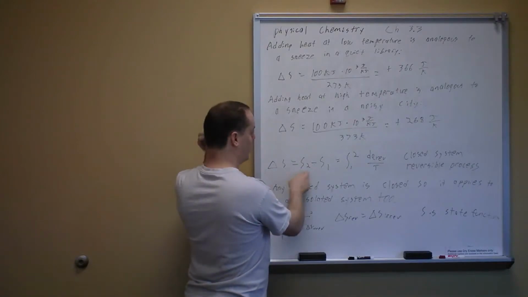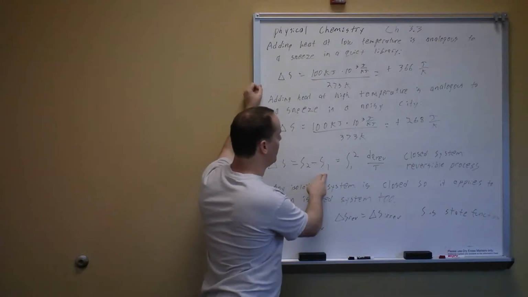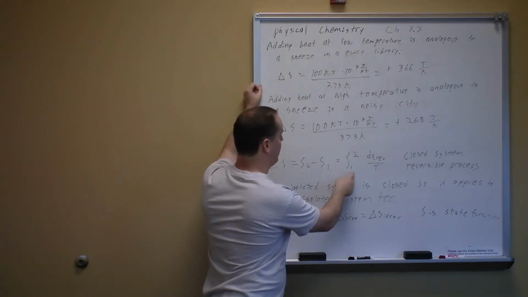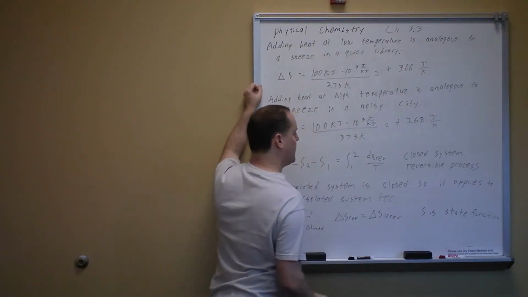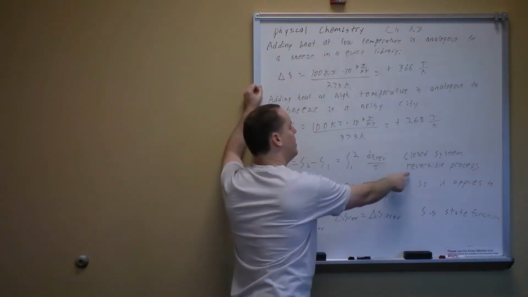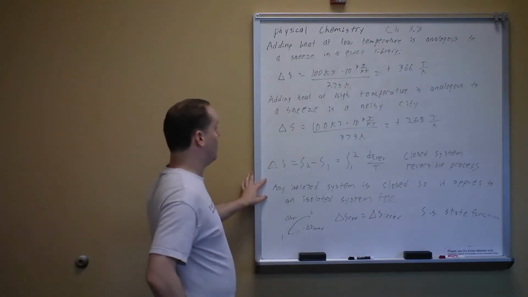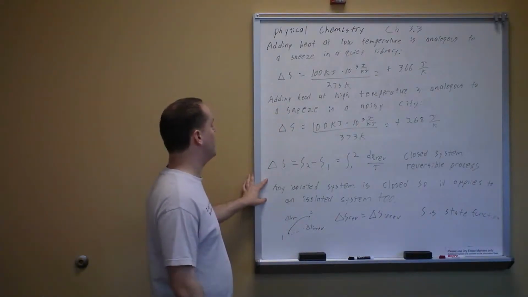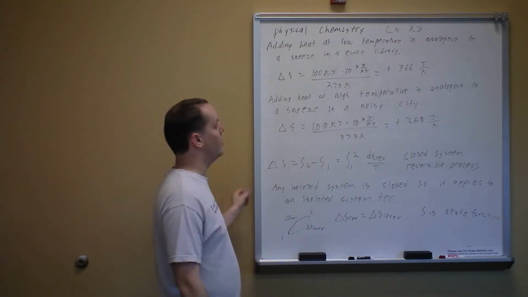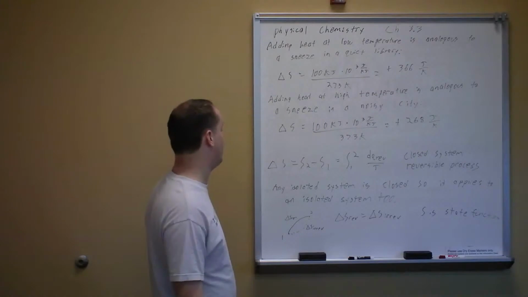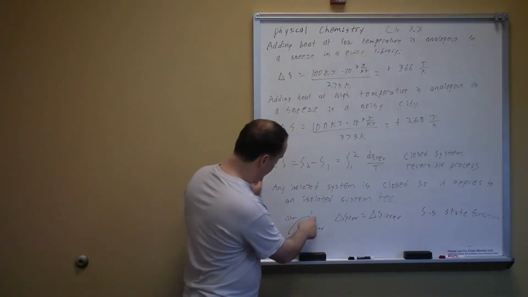Now delta S, remember, is S at state 2 minus S at state 1 because it's a state function. Or put another way, it's the integral from state 1 to state 2 of dq reversible divided by T. Now this is for a closed system, and this is how you calculate it for a reversible process. Now one thing to keep in mind though, of course, any isolated system is also closed. So all these calculations we did for a closed system will still be true if you happen to have an isolated system.